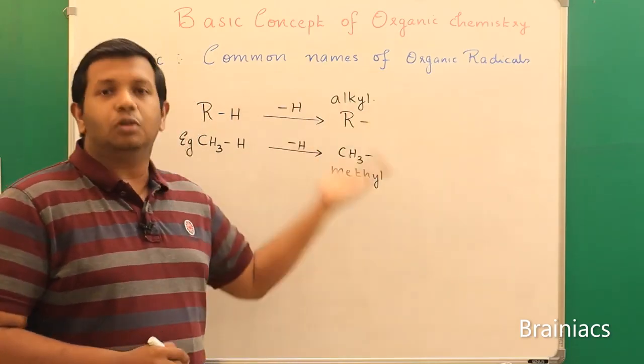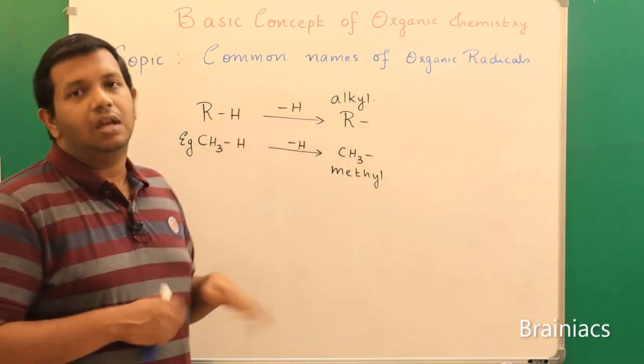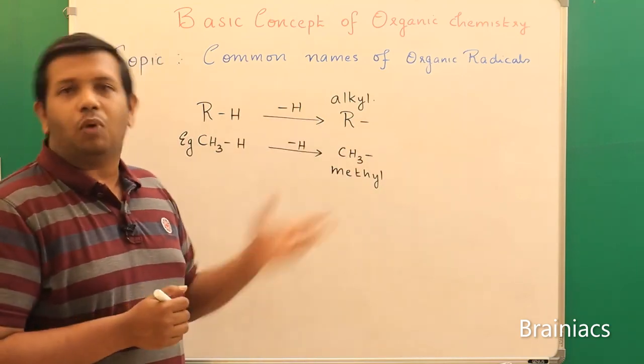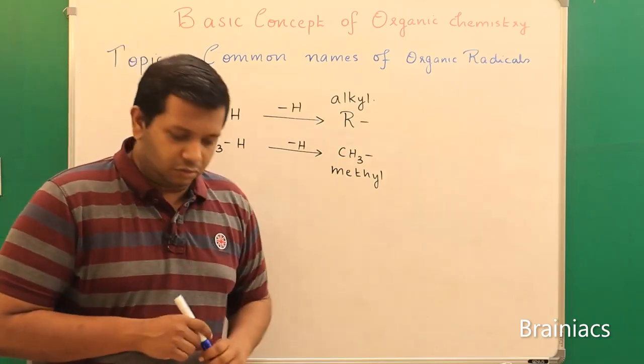So you can substitute here with any functional groups, like it can be cyanide group CN, or it can be amino group NH2, whatever be it. Okay, now we will try to see the various classifications of radicals.